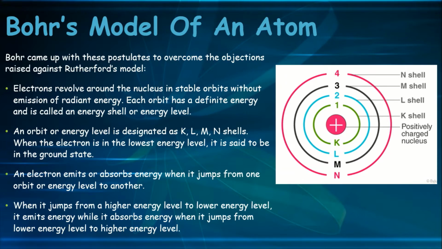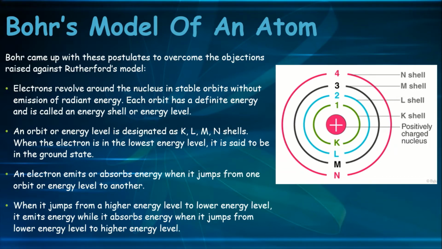An electron emits or absorbs energy when it jumps from one orbit, or energy level, to another. When it jumps from a higher energy level to a lower energy level, it emits energy, while it absorbs energy when it jumps from a lower energy level to a higher energy level.